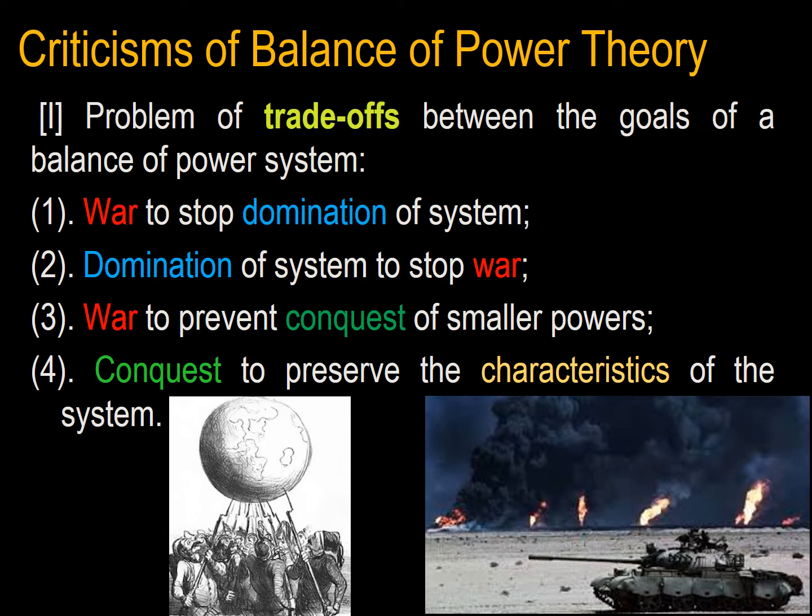Number three, you could have a war to prevent the conquest of smaller powers. The U.S. intervened to protect Kuwait against Saddam Hussein's Iraq. England declared war to protect Poland. Number four, you could engage in conquest to preserve the characteristics of the system. This was the Brezhnev Doctrine. The Soviet Union invaded Czechoslovakia in 1968 as a warning to other communist countries not to liberalize, in order to preserve the balance of the system.